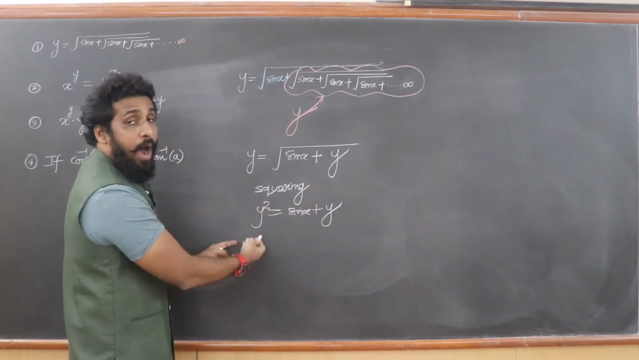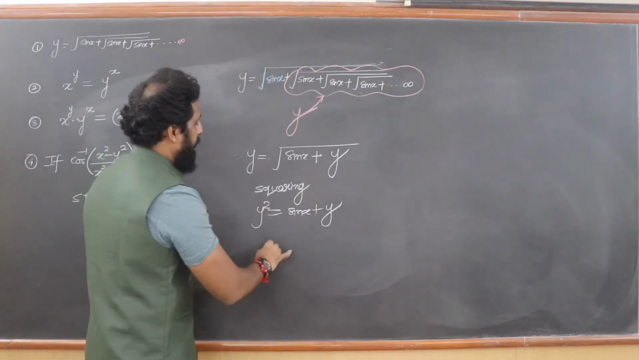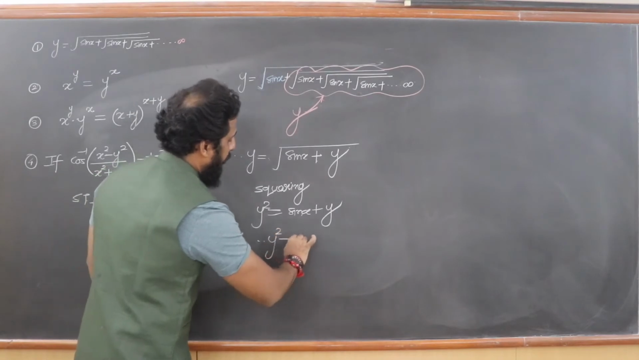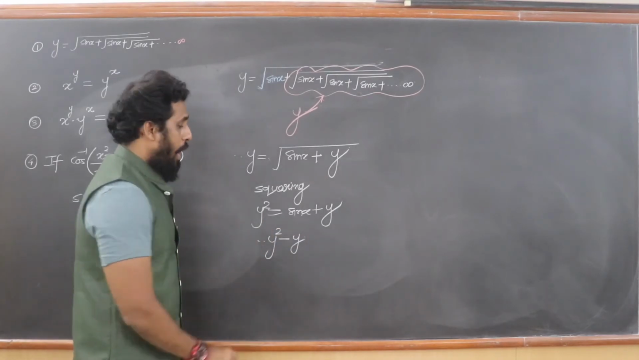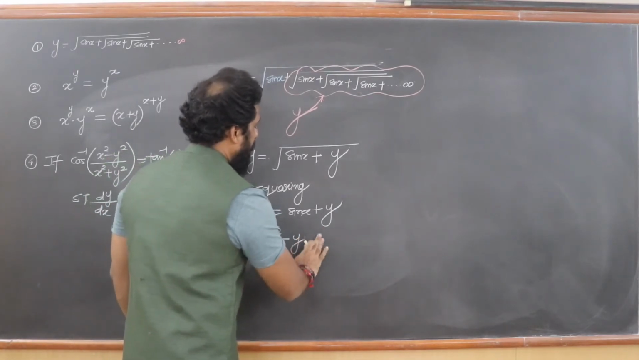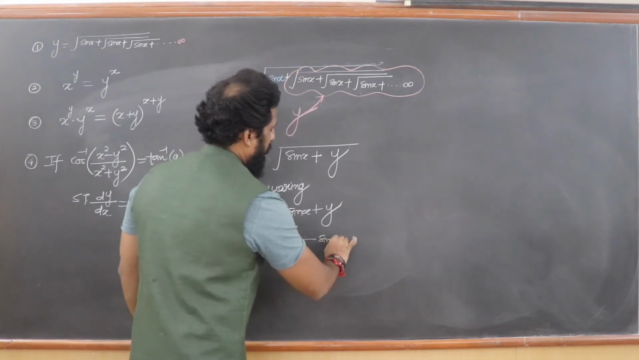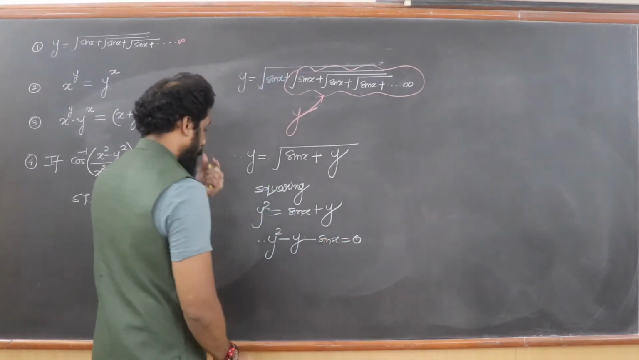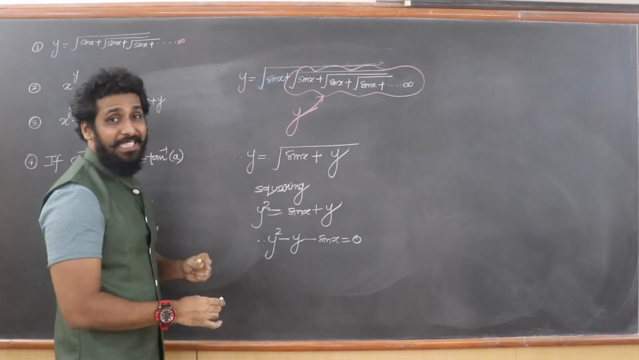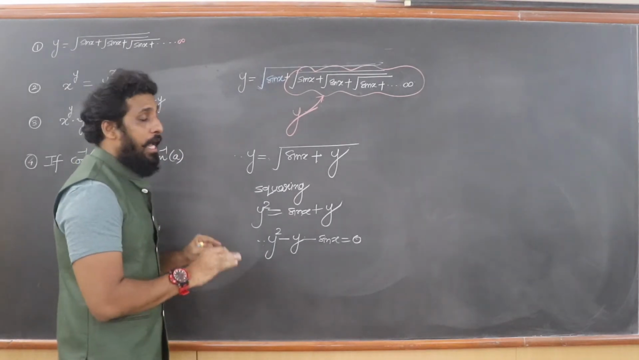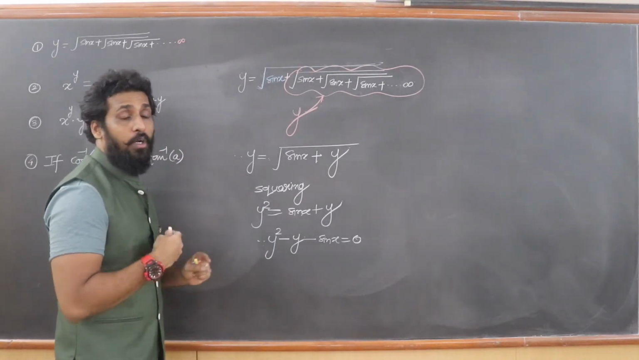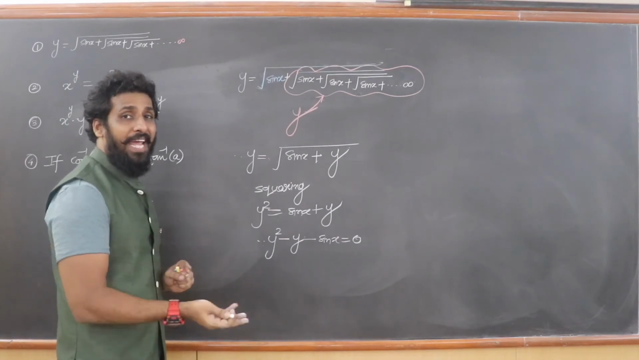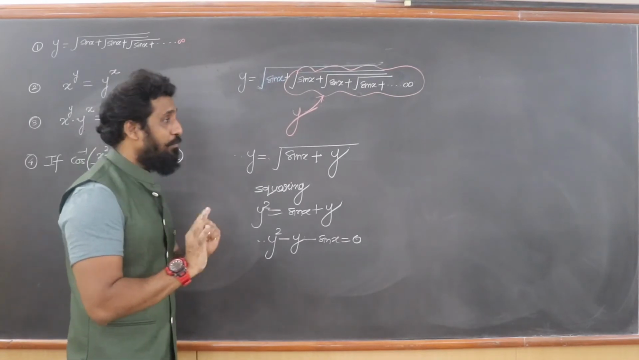So you can bring y on the other hand side, or you can write like this, y square minus y minus sin x is equal to 0. So that's your equation where x and y have come together, and it is not very easy to express y as a function of x. So such kind of functions are called as implicit function.